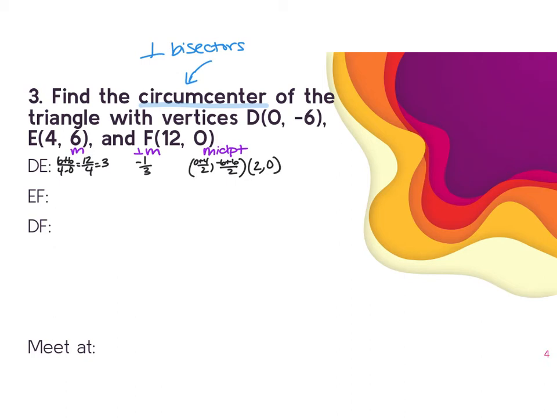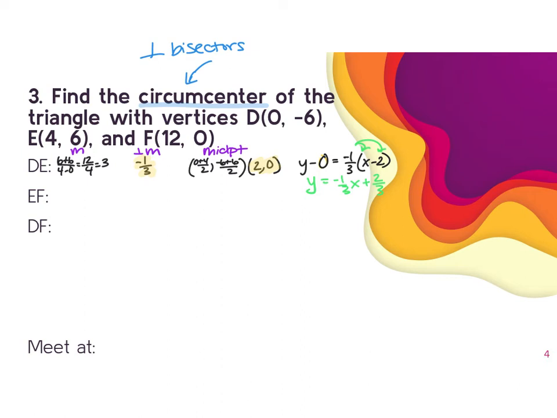Now it's time for our equation. Y minus y1. We're using our midpoint, perpendicular slope. So y minus 0 equals negative 1/3 x minus x1, which is 2. Remember, we can't leave it like this. We're going to actually distribute. Y minus 0 is just y. So we have negative 1/3 x plus 2/3.